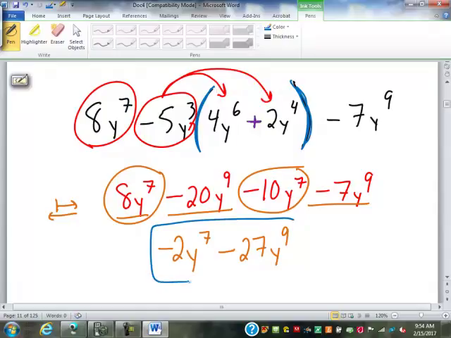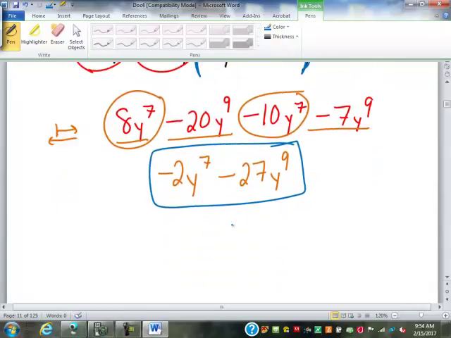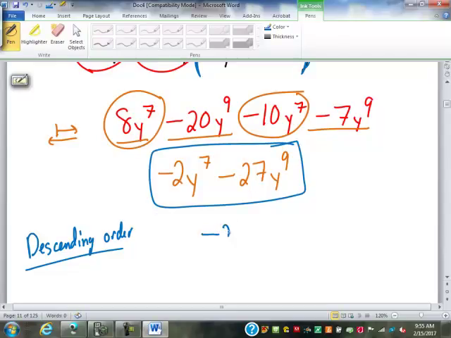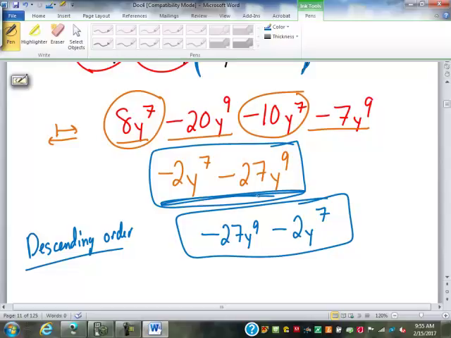What I have written here is a perfectly fine answer. However, we mentioned that math grammar before, where we tend to put the variables in alphabetical order within each term. We also tend to do something called descending order. And what that means is we put the term with the highest power first. So the negative 27y to the 9th would go first, then the negative 2y to the 7th. It would not be wrong this way, but this is just more grammatically correct.